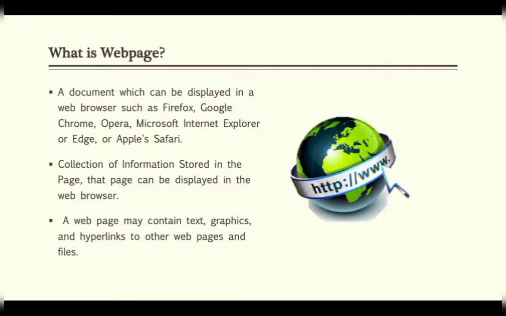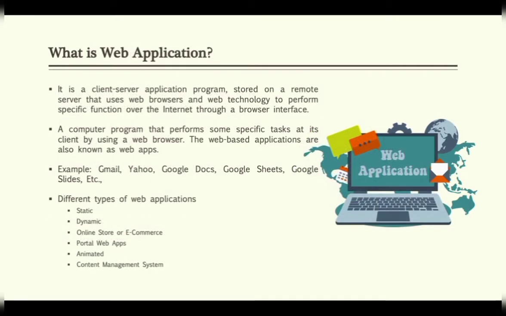Next, what is web application? A web application is a client server application program. It is stored in the remote server, and we can execute the program in the web browser. The web based applications are known as web apps. It is executed from one machine to another machine. For example, Gmail, Yahoo, Google Docs, Google Sheets, Google Slides and so on.